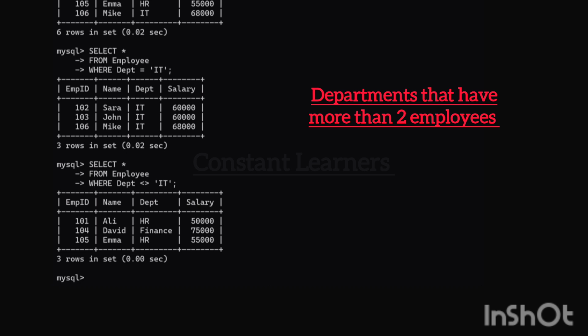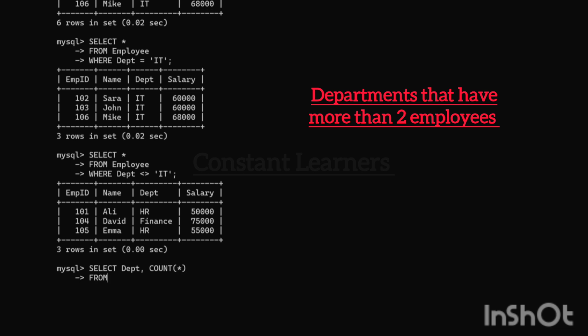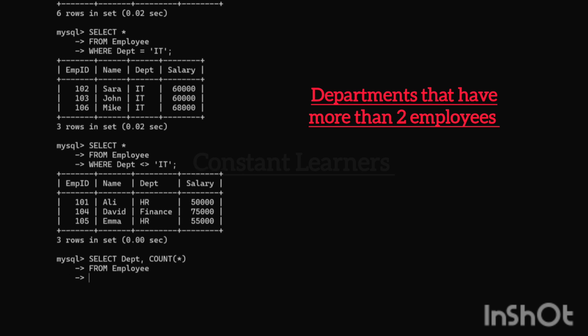Alright, so now we are only selecting the department, okay, because we only want the departments that have more than 2 employees. So we start with select department, comma, now we are going to add a counter, count star. So we have to count all the rows present in a certain group, right? After select, we get from table name, so from employee. Now we are grouping by department.